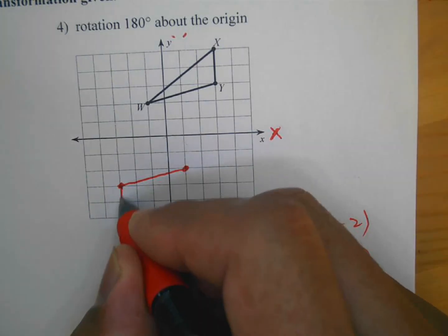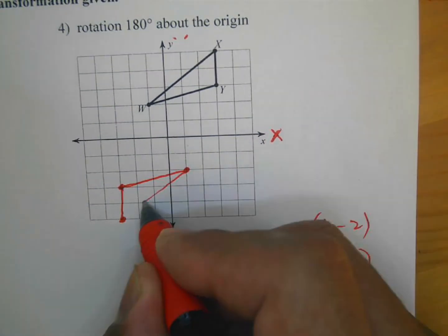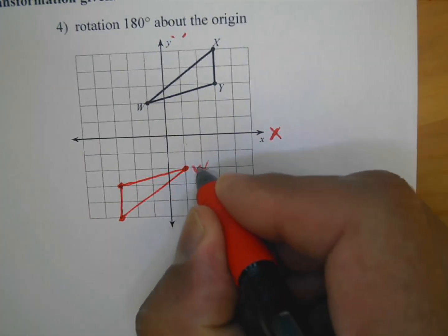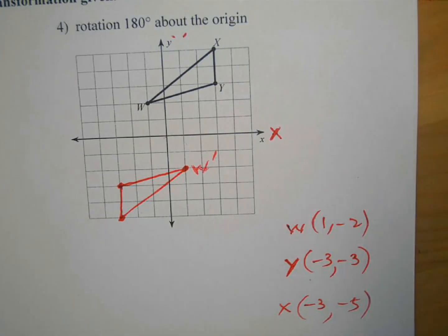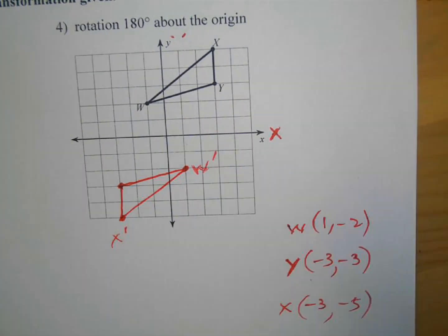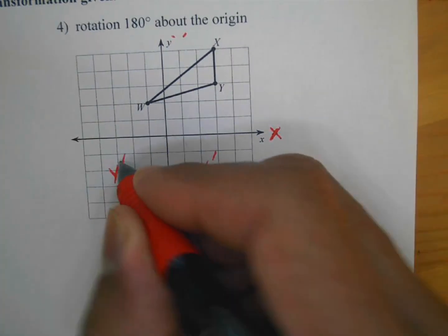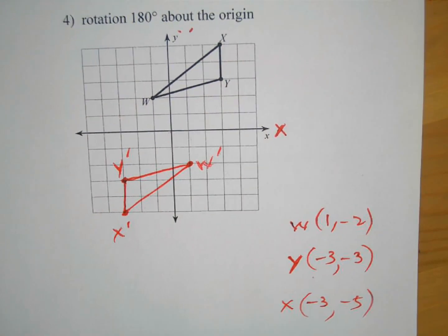That is what the shape is going to look like when you rotate it 180 degrees. And this is W prime. This is X prime. And that's Y prime. The image, right? All right, 180, not too bad. All right, there you go.